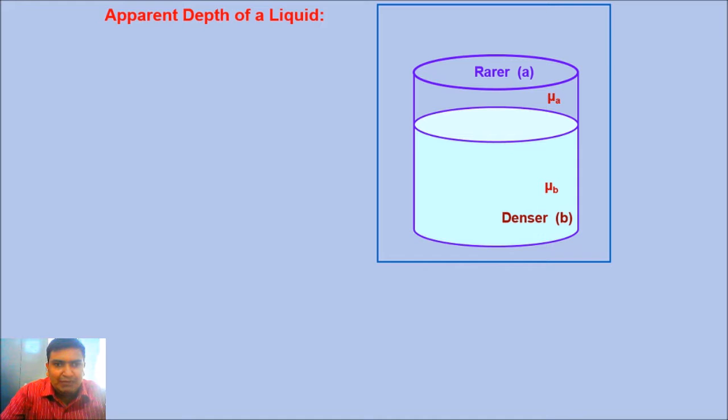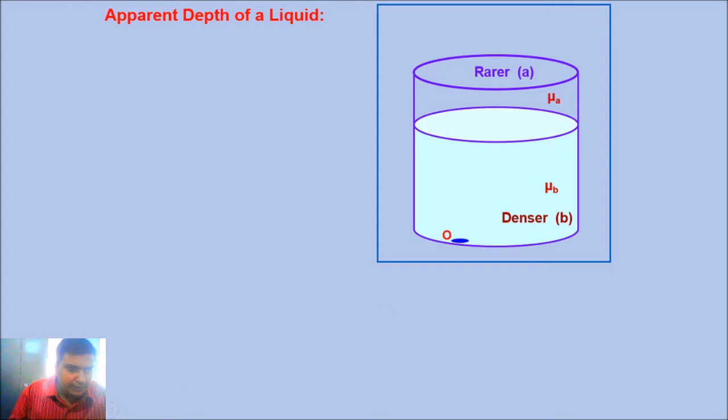So basically we have two media, rarer medium A and denser medium B. The refractive index of the rarer medium is taken as mu A, and the refractive index of the denser medium is taken as mu B. Now suppose a coin at point O is dropped in the tumbler. So this is the coin.